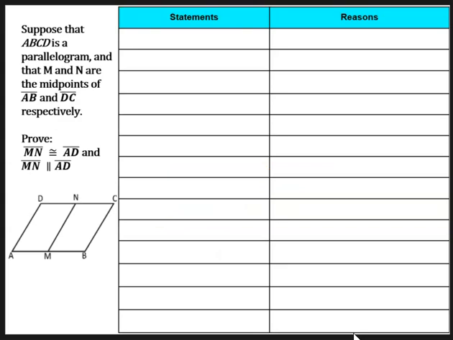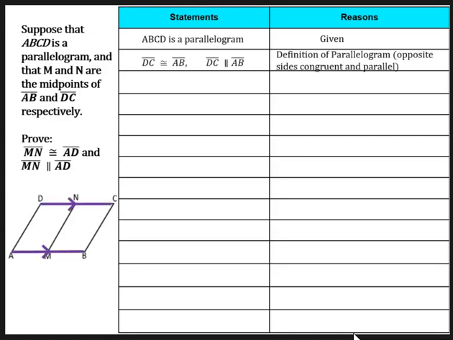Let's formalize this plan with a two-column proof. I'm going to start with the part of the given, that ABCD is a parallelogram. Since ABCD is a parallelogram, we know that opposite sides DC and AB are both parallel and congruent. Since segment DN is on segment DC and segment AM is on segment AB, we know that DN and AM would have the same slopes as DC and AB and are therefore also parallel.